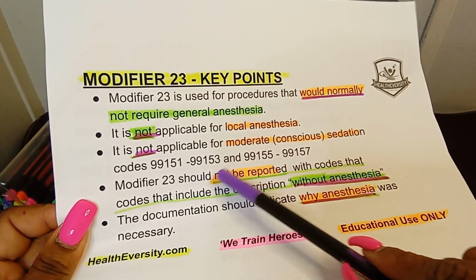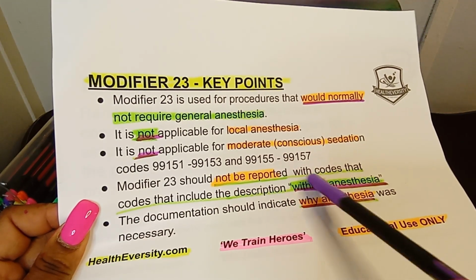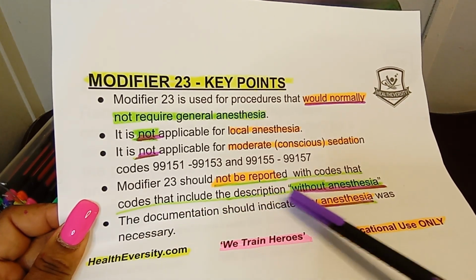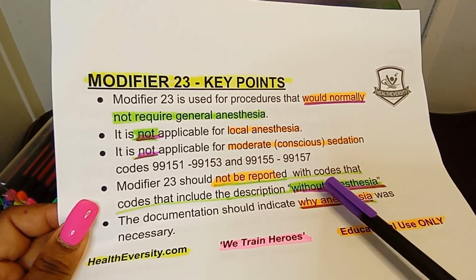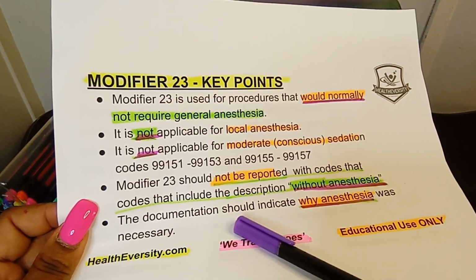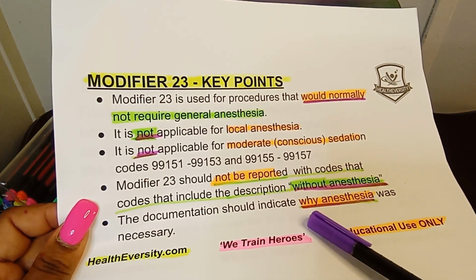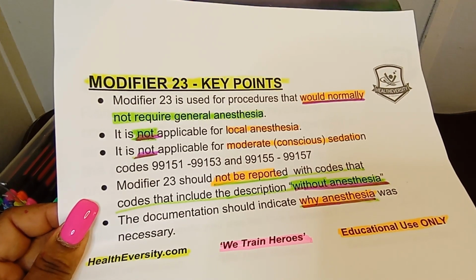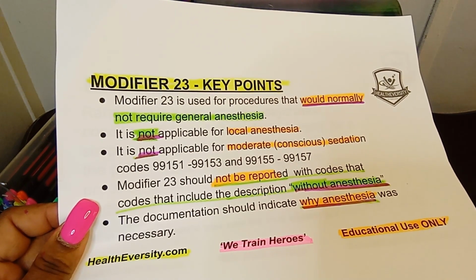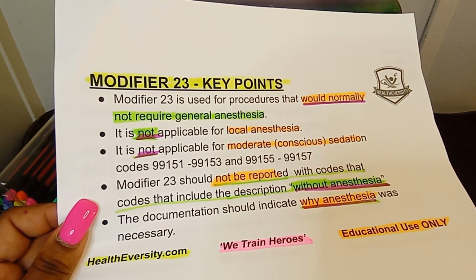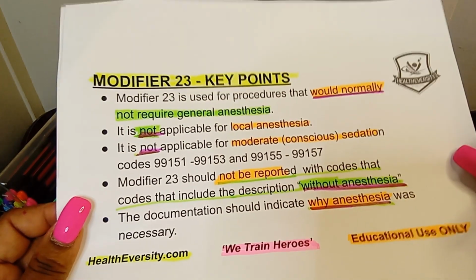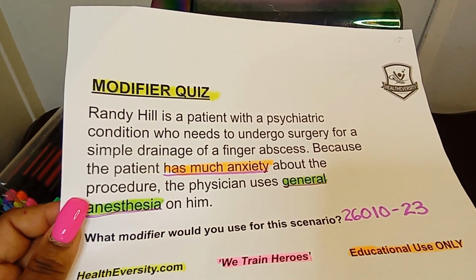Modifier 23 should not be reported with codes that include the description of "without anesthesia." This is a keyword in the code description you have to pay attention to. The documentation should indicate why the anesthesia was necessary. As a coder, if the doctor forgot to write it, you have to query the provider and let them put it back in the notes. This will increase your accuracy.